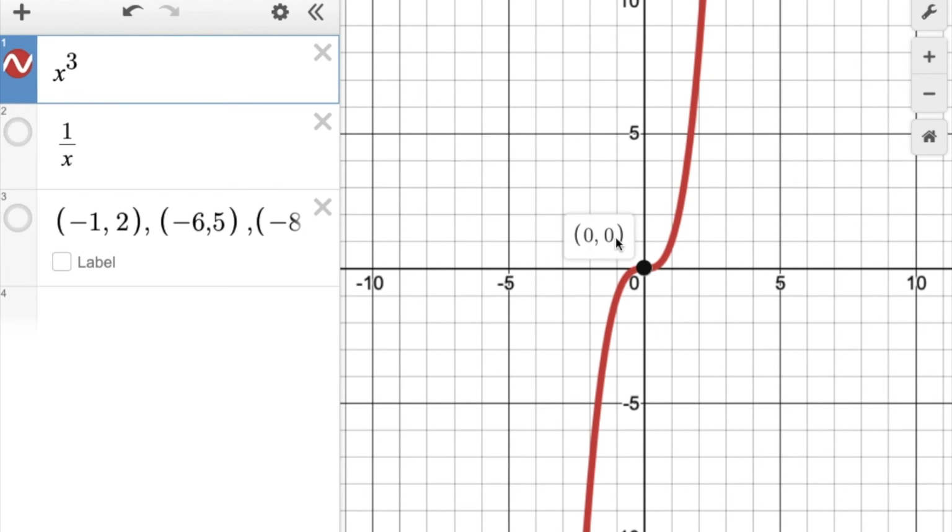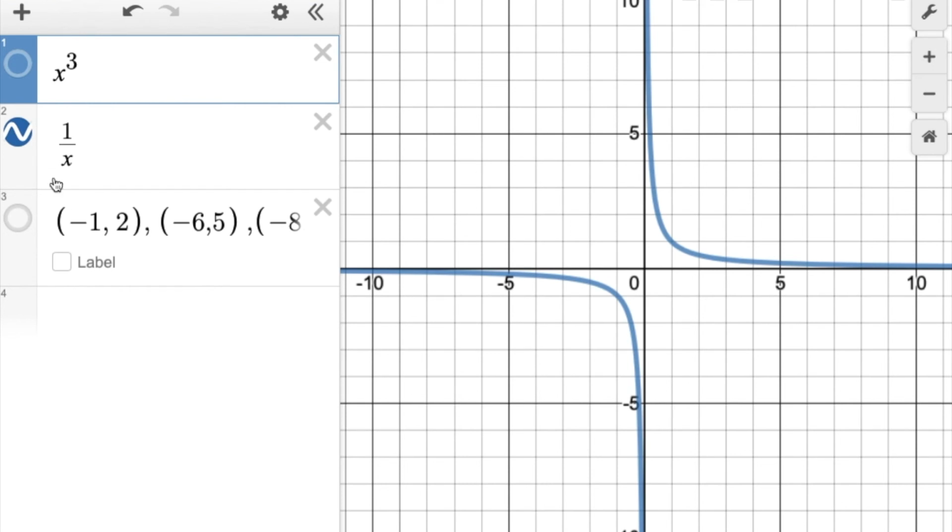Where it isn't (0, 0) is when it's undefined. So 1 over x is an odd function. It still has that symmetry. Notice if I folded this up and then folded it over, it would sit right on top of itself. But in this case, we have division by 0, so there turns out to be a vertical asymptote there. So it's not defined at (0, 0). So we can also have an odd function in that situation.